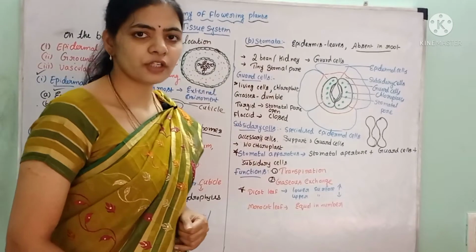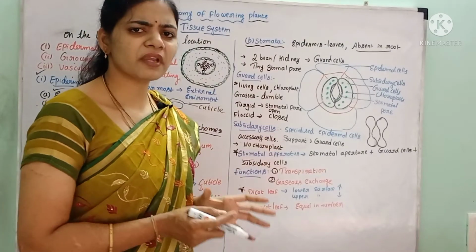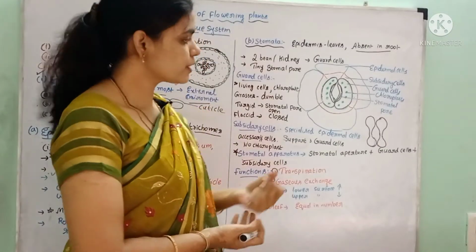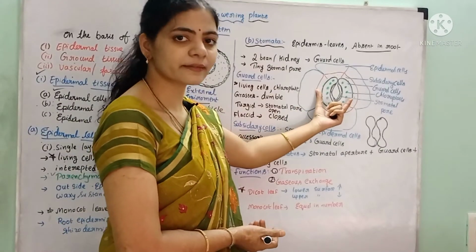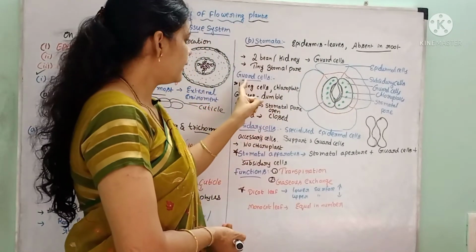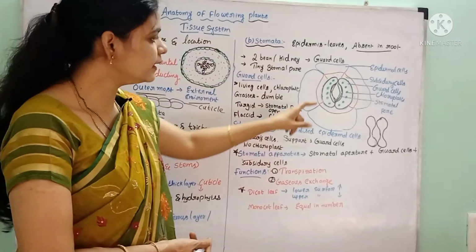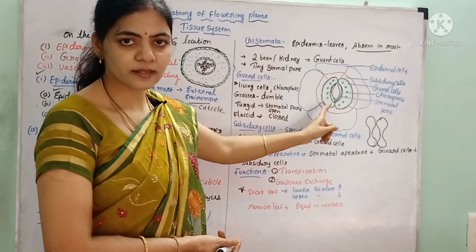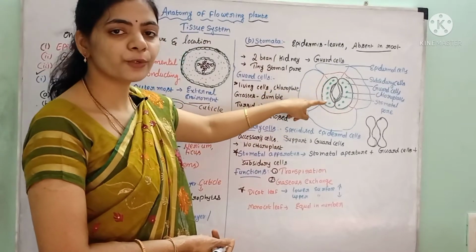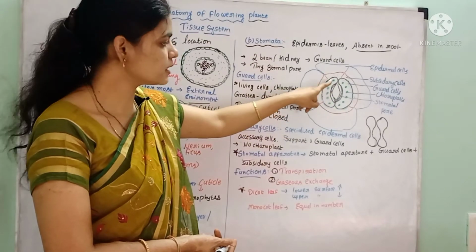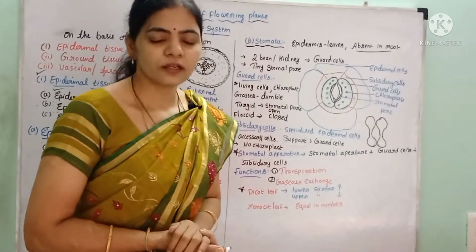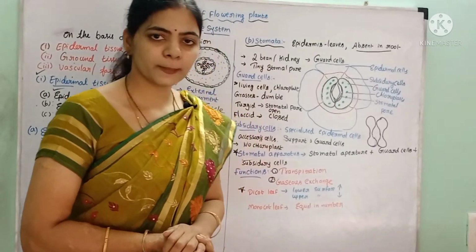The main function of these guard cells is that they regulate the closing and opening of the stomata. So, what is the function of the guard cells? They regulate the stomatal opening or closing. The guard cells consist of living cells, and they also contain chloroplasts. Chloroplasts are present in the guard cells. And how do these guard cells regulate the closing and opening of the stomata?